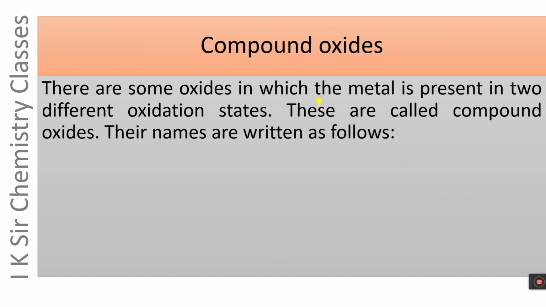Compound oxides. Now the question arises, what are compound oxides? There are some oxides in which the metal is present in two different oxidation states. These are called compound oxides. Their names are written as follows.